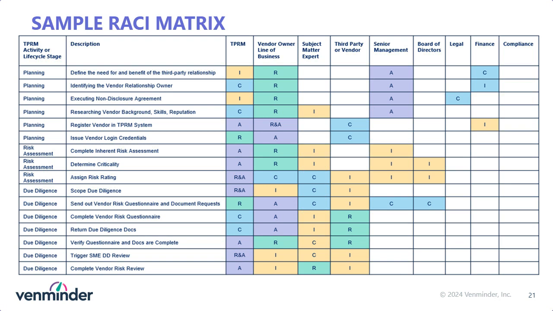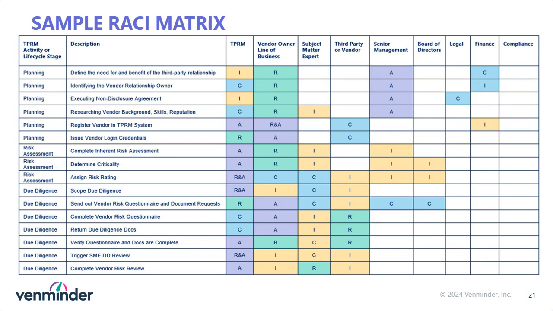On the very left-hand side, we have that third-party risk management activity or life cycle stage. A good rule of thumb is to go ahead and follow that life cycle. That way you can make sure you've accounted for all those necessary tasks and activities. The next column is going to be a description. What exactly are we talking about here? You do want to make this very clear so that there's no ambiguity, and you want to break it up in a way that makes sense. So if the planning activity has multiple tasks, you're going to want to list them all out.